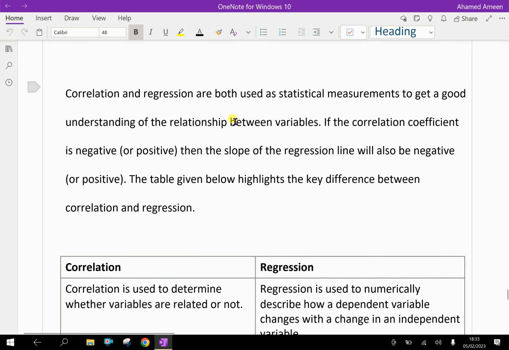Correlation and regression are both used as statistical measurements to get a good understanding of the relationship between two variables. If the correlation coefficient is negative or positive, then the slope of the regression line will also be negative or positive. That means the slope says whether the line has a positive or negative correlation. The table given below highlights the key differences between correlation and regression.